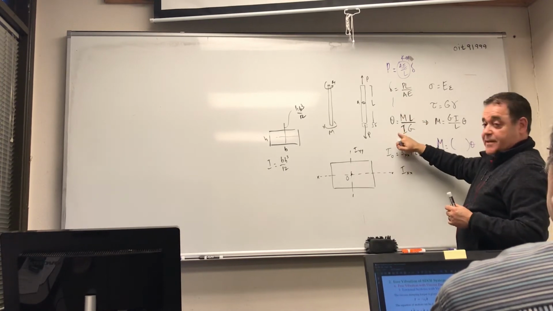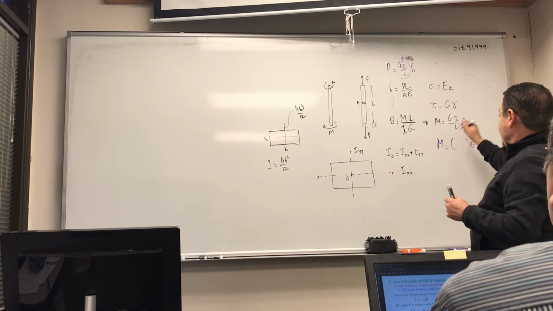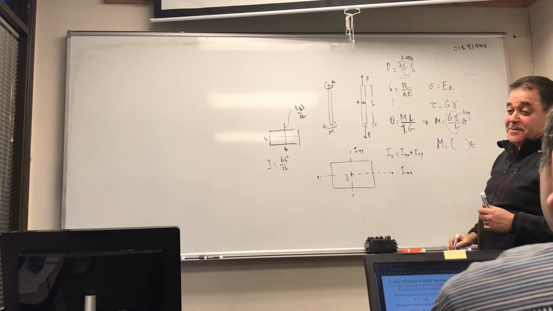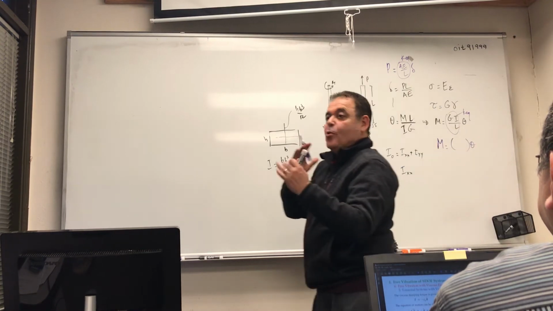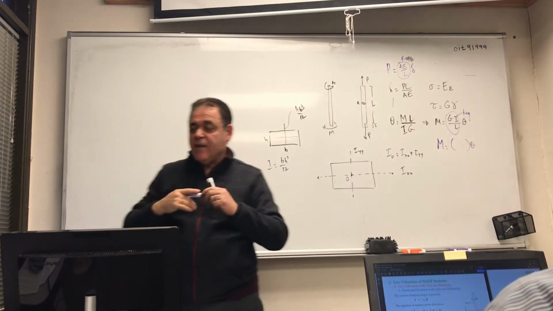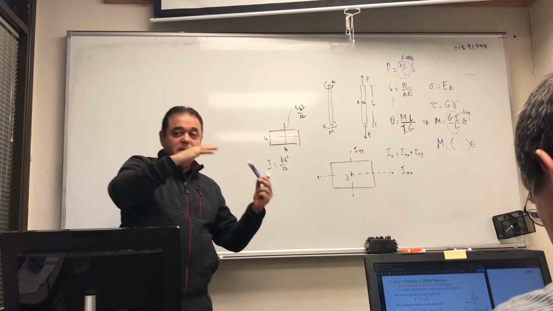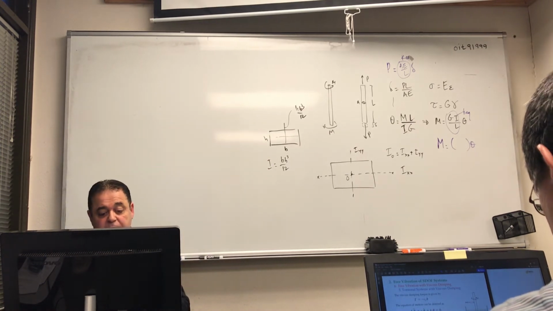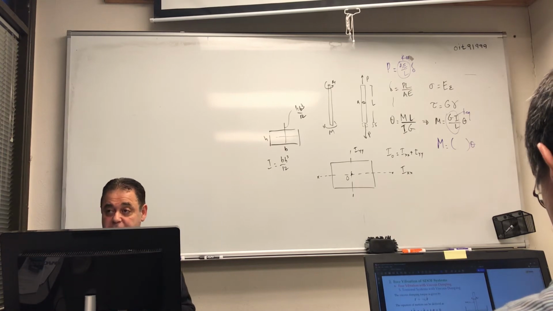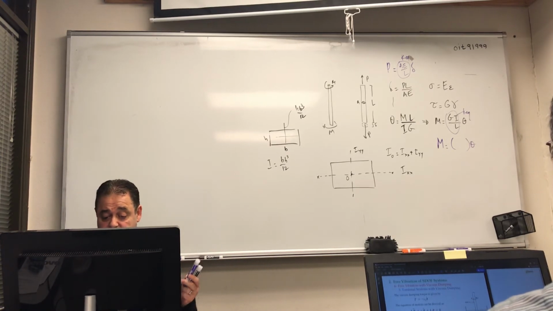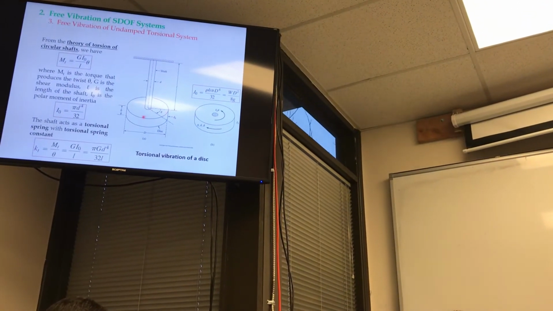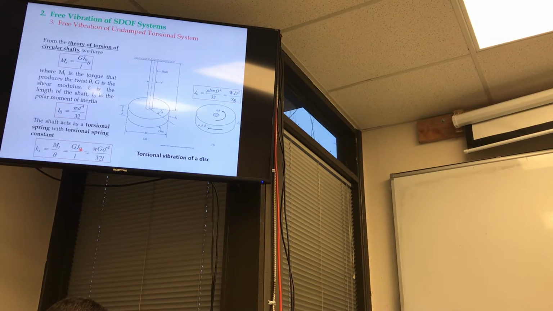Now if I rewrite this in this form, this is K equivalent. You write it in the equivalent form of moment equals something times theta. So that's why here we have KT is equal to MT over theta, which is G I0 over L. They just broke it out a little bit more, and then replaced I by this guy, okay?